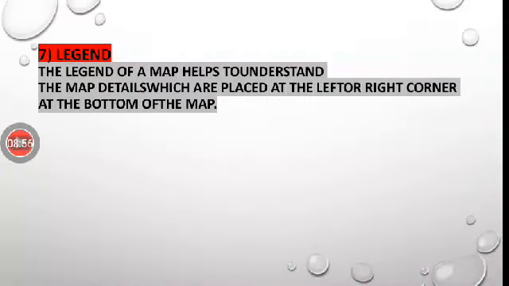The next component is legend. A legend of a map helps to understand the map details, and is placed at the left or right corner at the bottom of the map.